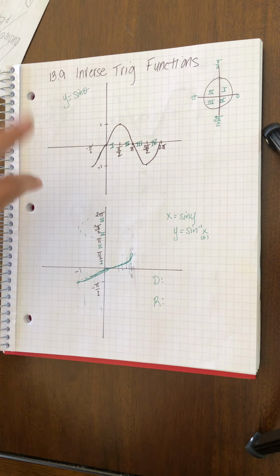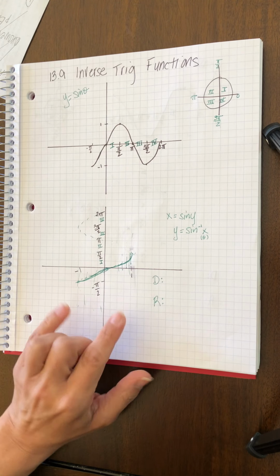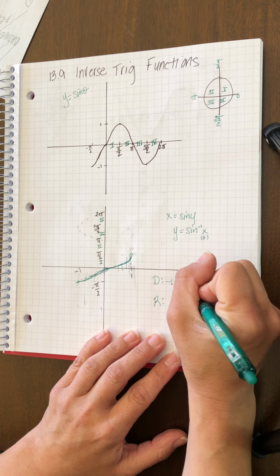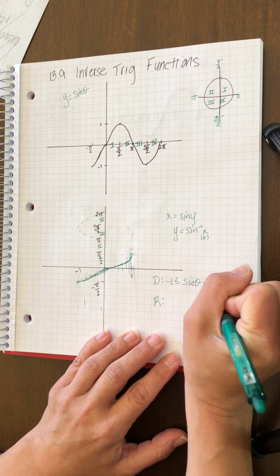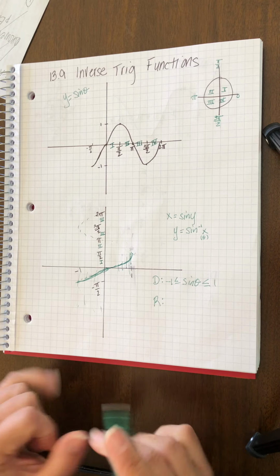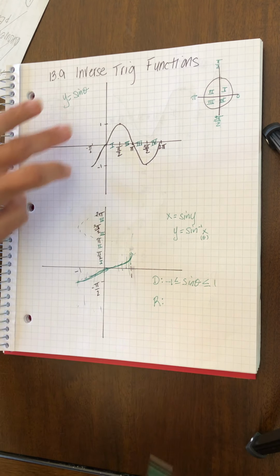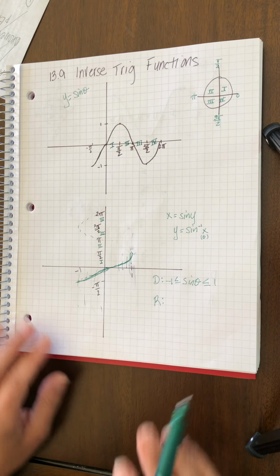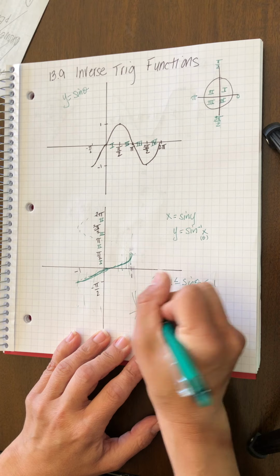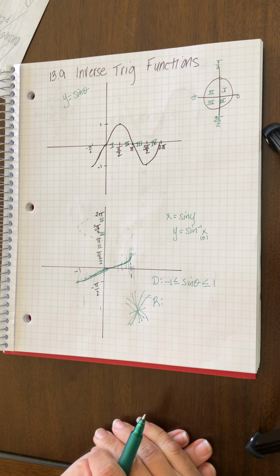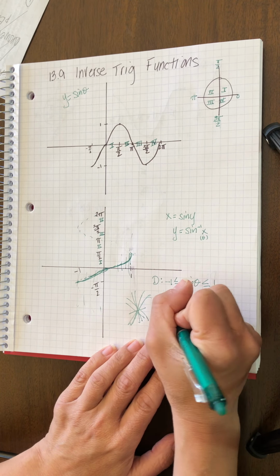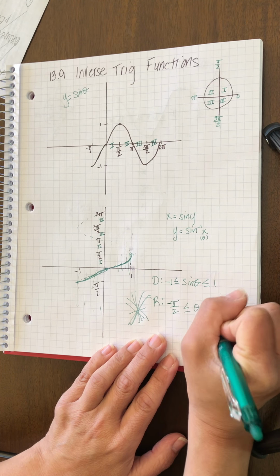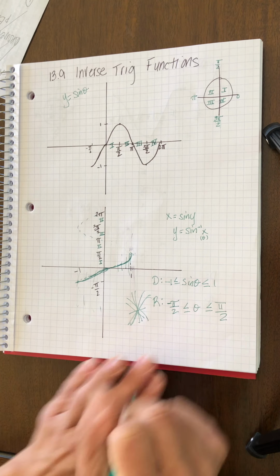So if I switch x and y, I switch my domain and my range. Now the domain is -1 is less than or equal to the sine of theta is less than or equal to 1. That's my domain, from -1 to 1. That was the range of the sine curve, and now it's the domain of the inverse sine curve. And then the range, which is very important, is from negative pi over 2 is less than or equal to theta is less than or equal to pi over 2.